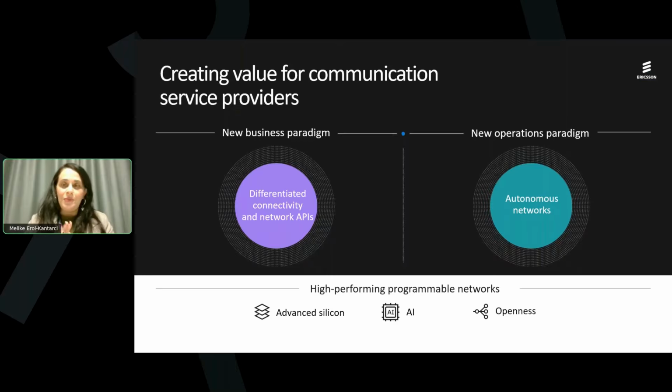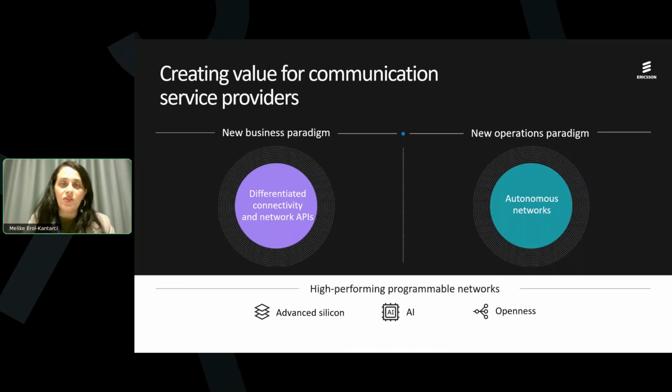So I want to start with our vision. Basically, the why of things, right? Our vision is to build high-performing programmable networks that will enable CSPs to address new business opportunities for their business growth. And we want them to progress in their journey for autonomous networks. When we think about this, there are certain pillars that these two fundamental paradigms stand on. And what are they? One, advanced silicon, two, AI, and the third pillar is openness.